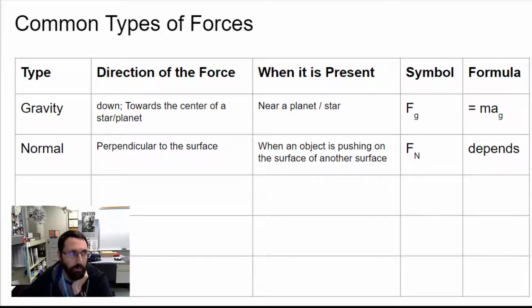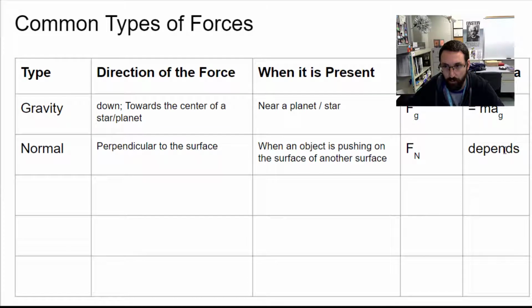The next basic type of force is a normal force. That is anytime you have two objects that are pushing on each other. When one object is sitting on the surface of another, or if you're pushing on something, anytime two objects are touching, then you have a normal force. It's always perpendicular to the surface. The symbol is Fn, and there isn't a specific formula. It depends on the physical situation and what's going on with the motion to be able to determine how much the normal force is. So you will be able to calculate it or logically deduce it, but there's not a formula for it.